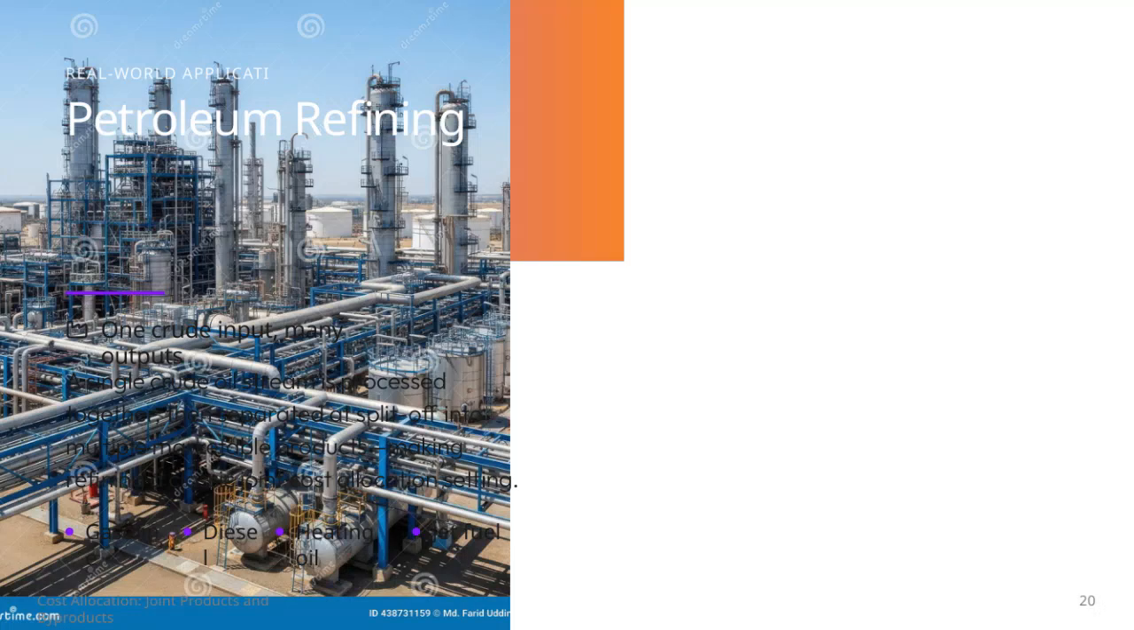Here, we see how a single crude oil input is processed and then split into several different outputs. This is a classic example of joint cost allocation because all these products, gasoline, diesel, heating oil, and jet fuel, come from the same initial crude oil stream. The challenge is to fairly distribute the costs incurred up to the split-off point among these multiple marketable products.